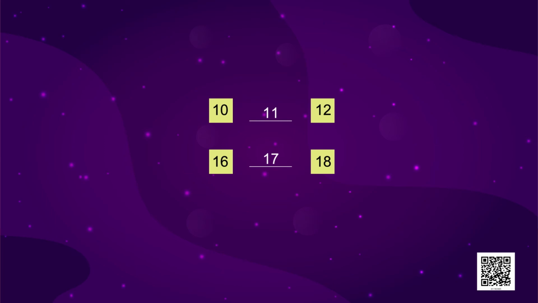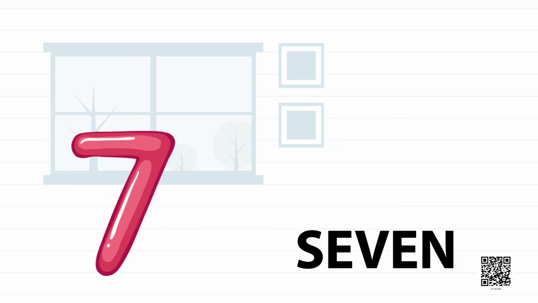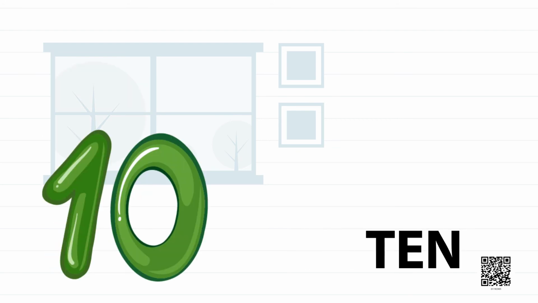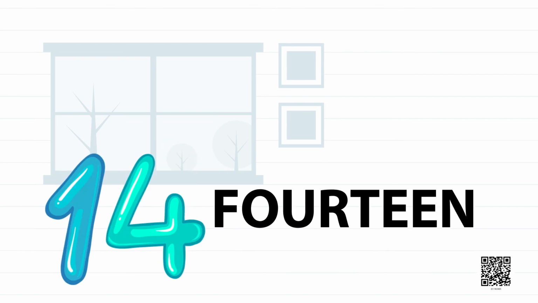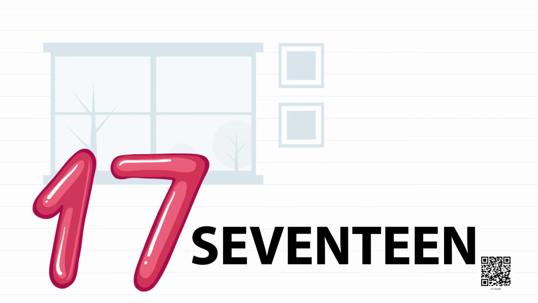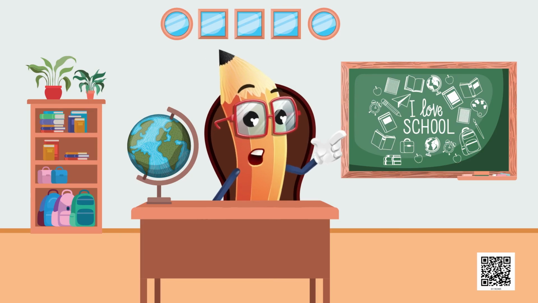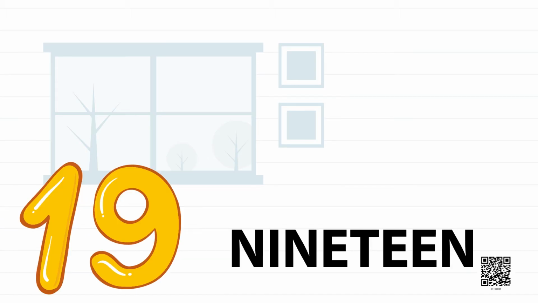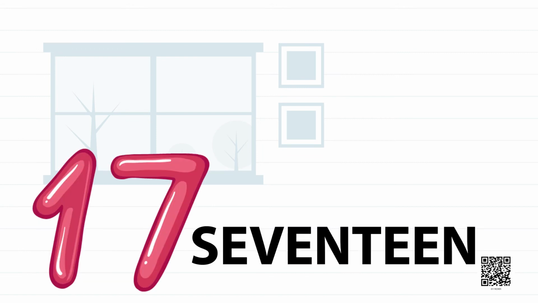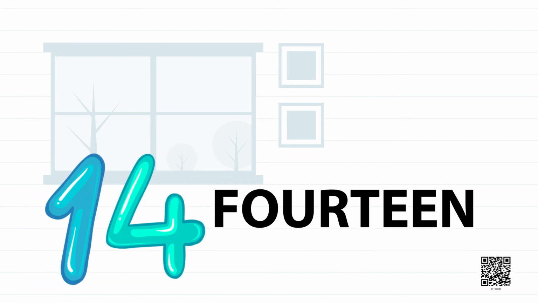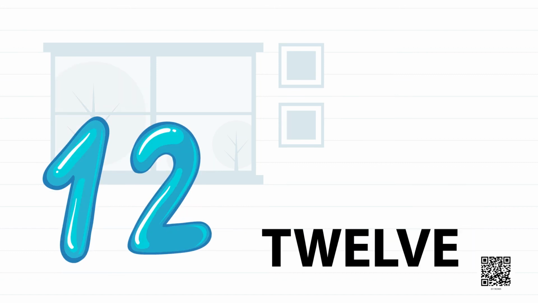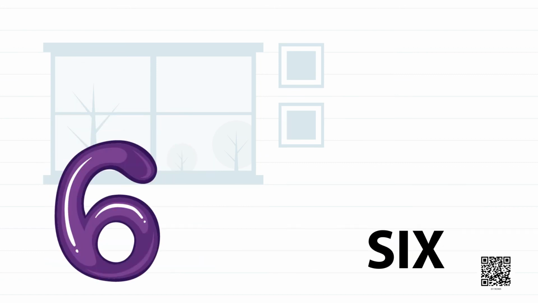So children, let's count once more. 1, 2, 3, 4, 5, 6, 7, 8, 9, 10, 11, 12, 13, 14, 15, 16, 17, 18, 19, 20. And now from 20 to 1. 20, 19, 18, 17, 16, 15, 14, 13, 12, 11, 10, 9, 8, 7, 6, 5, 4, 3, 2, 1.